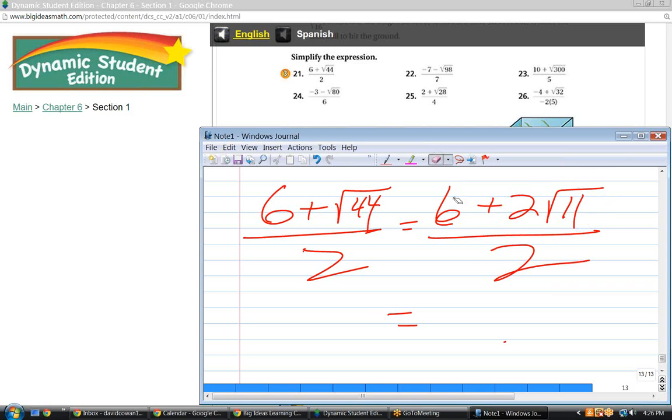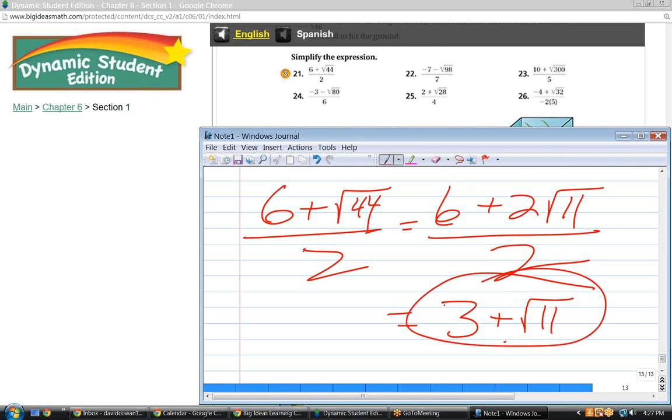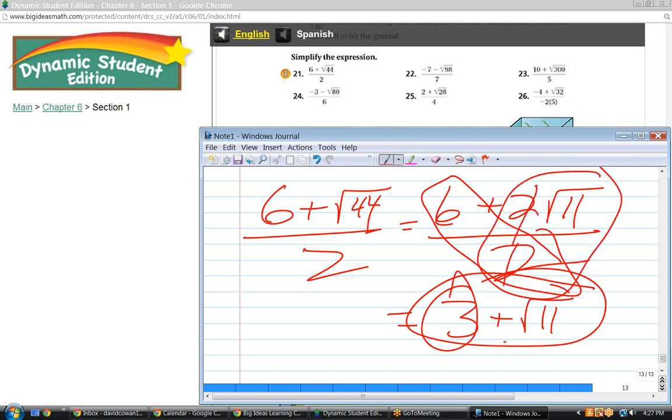If I had 3 root 11 plus 2 root 11, I would have 5 root 11. What I can do is separate this thing into two numbers, that number and that number. In other words, I can divide top and bottom by 2, which gives me 3 plus root 11. There's my answer. Okay? In other words, if I separate it into two fractions, there's where I get my 3, and in this fraction, the 2's cancel, and there's where I get my root 11.